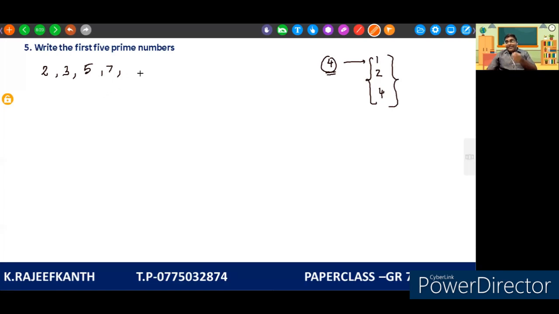Then 9. Here we can divide that 9 by 1, 3 and 9. So it has more than 2 factors. Then 9 is not a prime number. So no need to check 10 because 10 is an even number. Then 11. Here 11 can be divided by 1 and itself. That means 11. So 11 can be divided by 1 and 11. So 11 is also a prime number. So these are the first 5 prime numbers. Then question number 6.